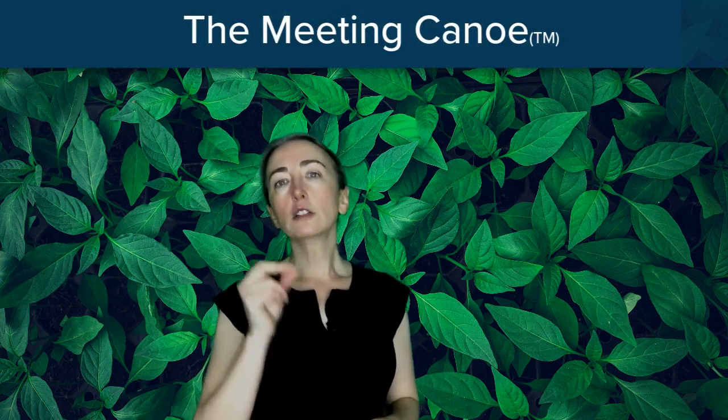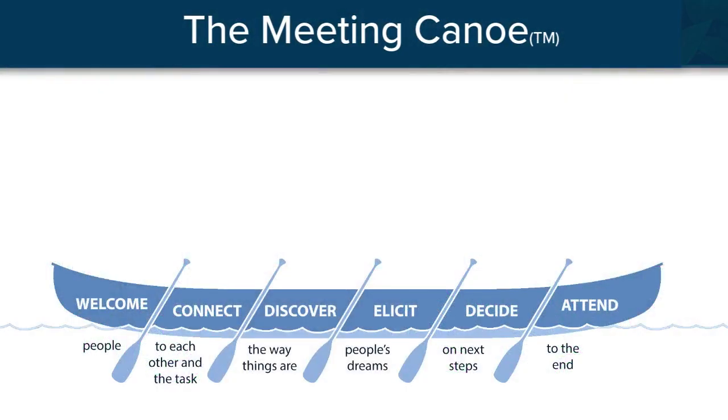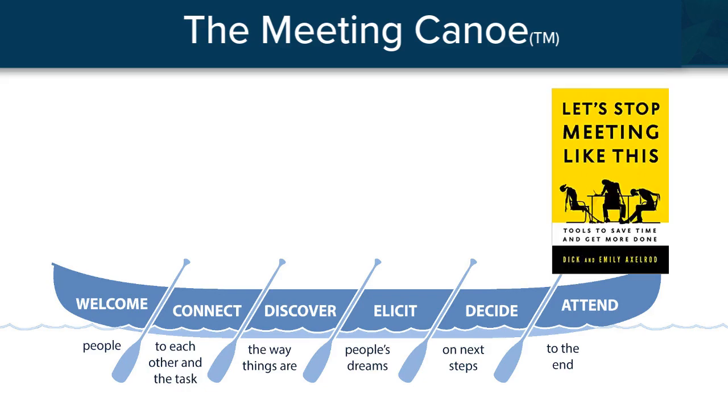Now, let's look at the Meeting Canoe. It's one example framework designed to support more complex conversations. The Meeting Canoe was defined by Emily and Dick Axelrod in their book, Let's Stop Meeting Like This. Now, canoe is not an acronym. The name literally describes the shape of a successful meeting and how designing meetings that follow this shape will propel a team forward towards a common goal. As if they were all rowing the same canoe.